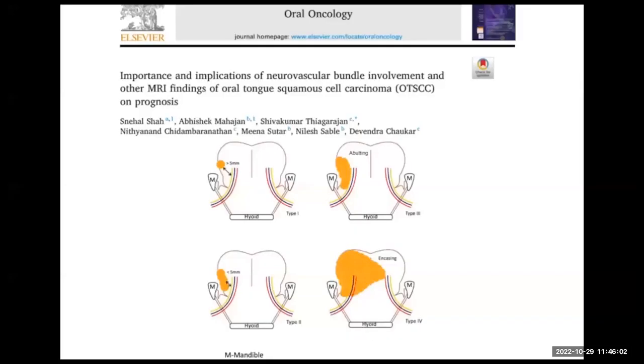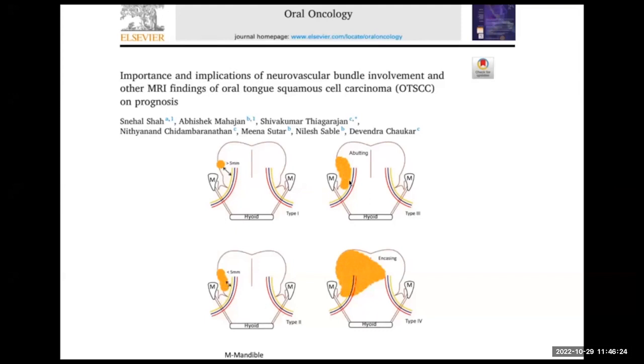The neurovascular bundle: we have proposed a classification, and it's now very well used in the clinic. It's a clinically applicable classification. How to define the neurovascular bundle grades? Type 1 neurovascular bundle involvement is where the tumor and the neurovascular bundle have more than 5 millimeter distance between the two. If it is less than 5 millimeter, it becomes type 2.